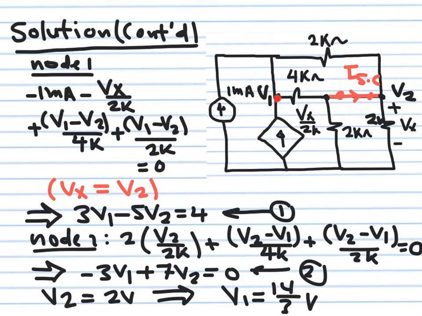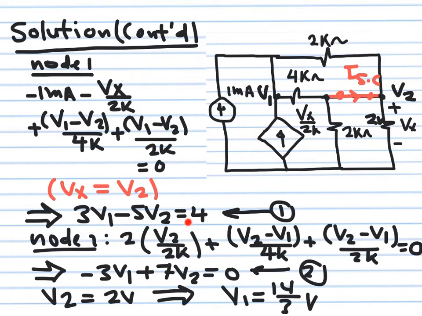The sum of all currents flowing out from here is equal to 0. This is how I like to write it. So minus 1 milliampere, minus Vx over 2k, plus (V1 minus V2) over 4k, plus (V1 minus V2) over 2k, is equal to 0. Okay, this is the expression I wrote. You have to get rid of Vx. Vx is this controlling voltage from our original circuit, but Vx here is nothing but V2. So every time I see Vx, I replace it by V2. Multiply both sides by 4k, then minus 1 milliampere becomes minus 4 volts; move it to the other side and it becomes 4. Collect all the terms and you obtain this equation here.